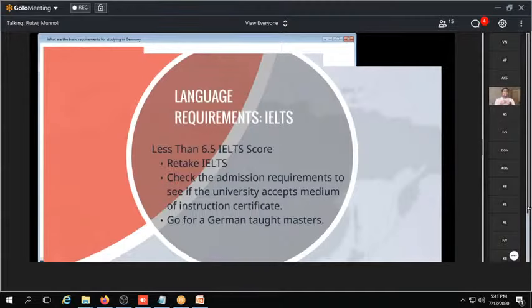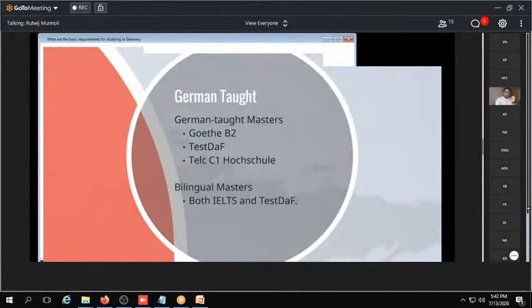That's why retaking the IELTS is always preferred, particularly from my side. So carefully read the German university's website. If they consider the medium of instruction certificate as proof of language proficiency, then you are good to go. And if the English language is not your thing, then go for a German taught master's program, which is our upcoming point. For master's programs which are taught in German, you require a German language proof similar to IELTS.